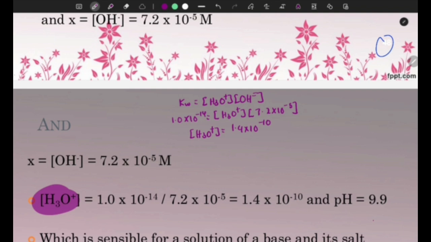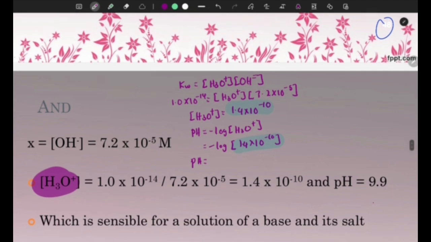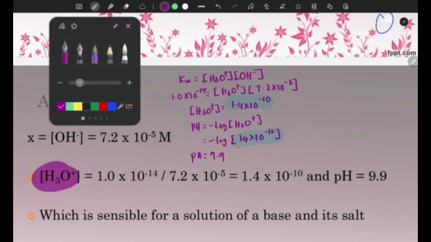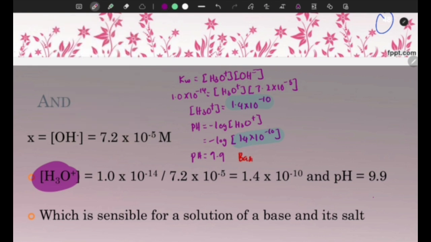So from this value of concentration of H3O plus, we can find the value of pH, which is negative log H3O plus. So just use your calculator. Negative log 1.4 times 10 power of negative 10. And then our pH is 9.9, which we consider as basic.